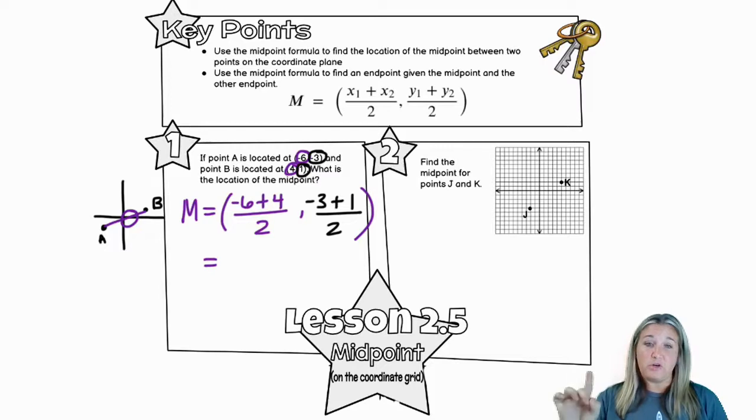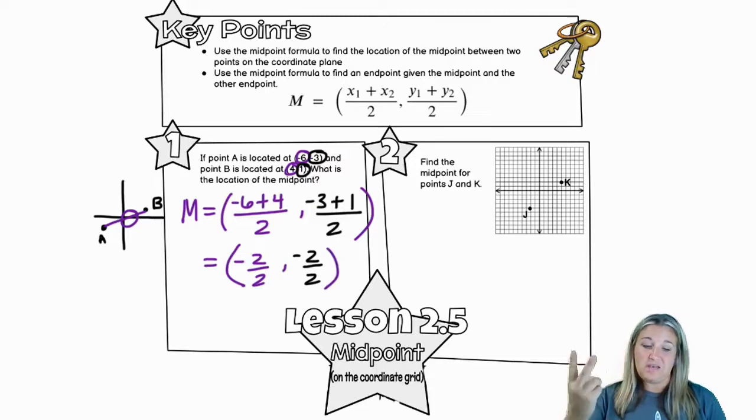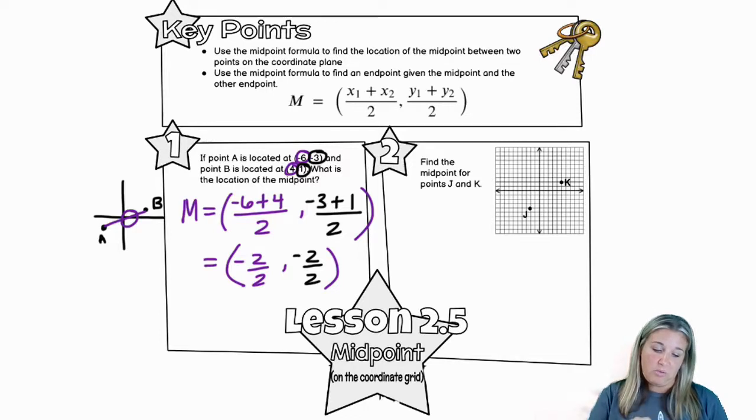So I'm going to do first the x coordinate. So that's going to give me a -2 over 2. That gives me the x coordinate. And then the y coordinate is going to be -3 plus 1, which is -2 over 2 as well. So you'll notice I did that in both places there. So then I end up with a midpoint as -1, -1. So -1, -1. Ooh, so it's right in there.